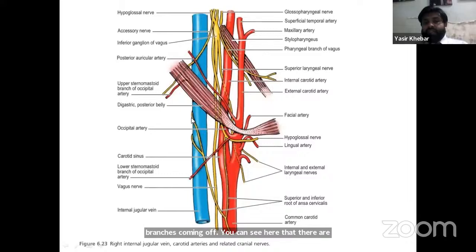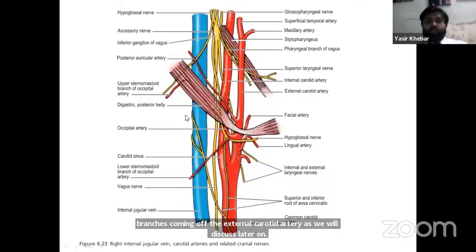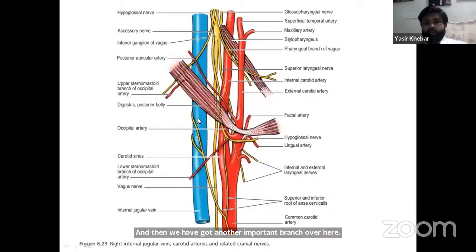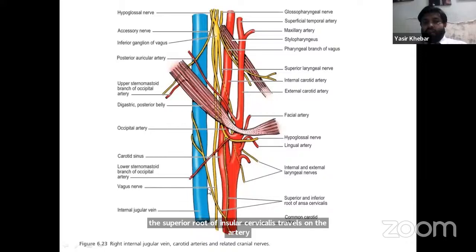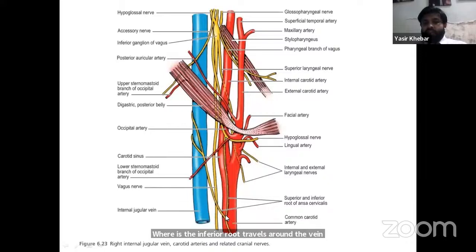And then we have another important branch over here. You can see this root that is coming posteriorly and turning around the internal jugular vein. This is the posterior or the lower root of the ansa cervicalis. And then we have a superior root of the ansa cervicalis. So the superior root of ansa cervicalis travels on the artery, whereas the inferior root travels around the vein, and they come and join together in front of the artery.